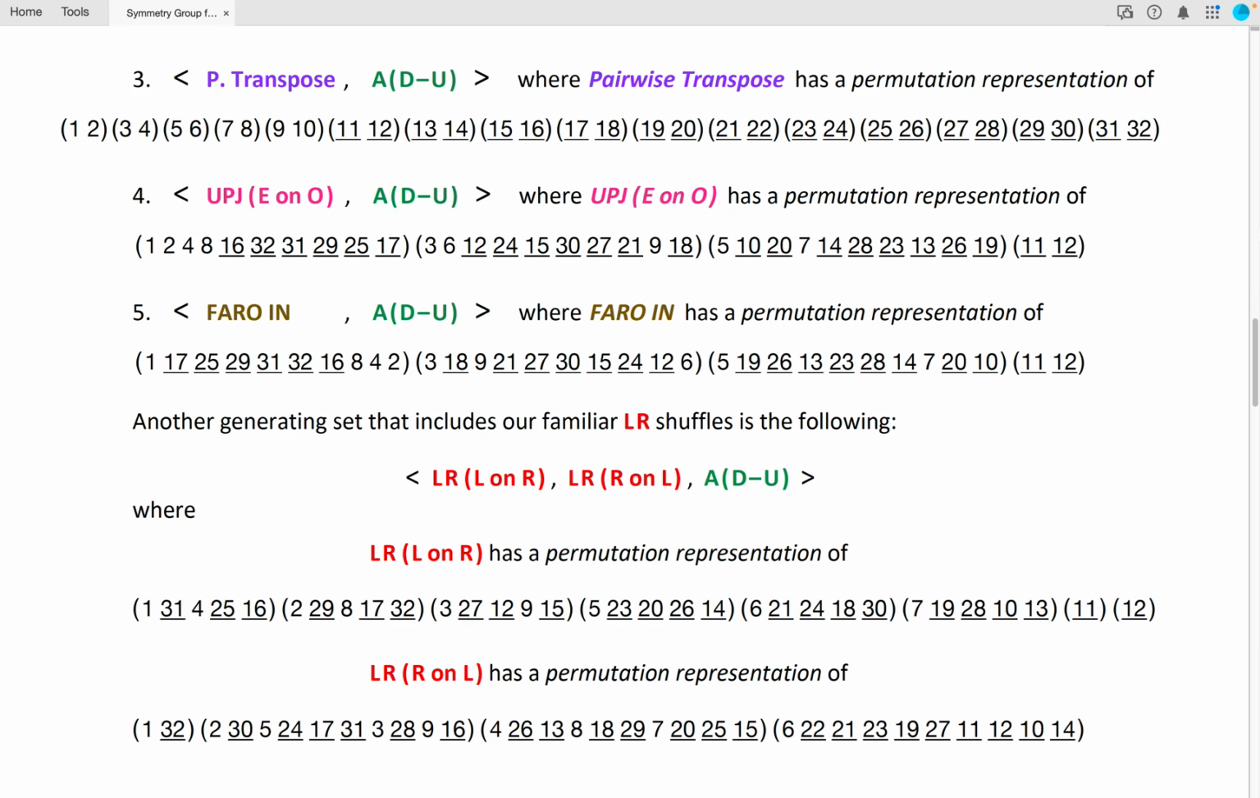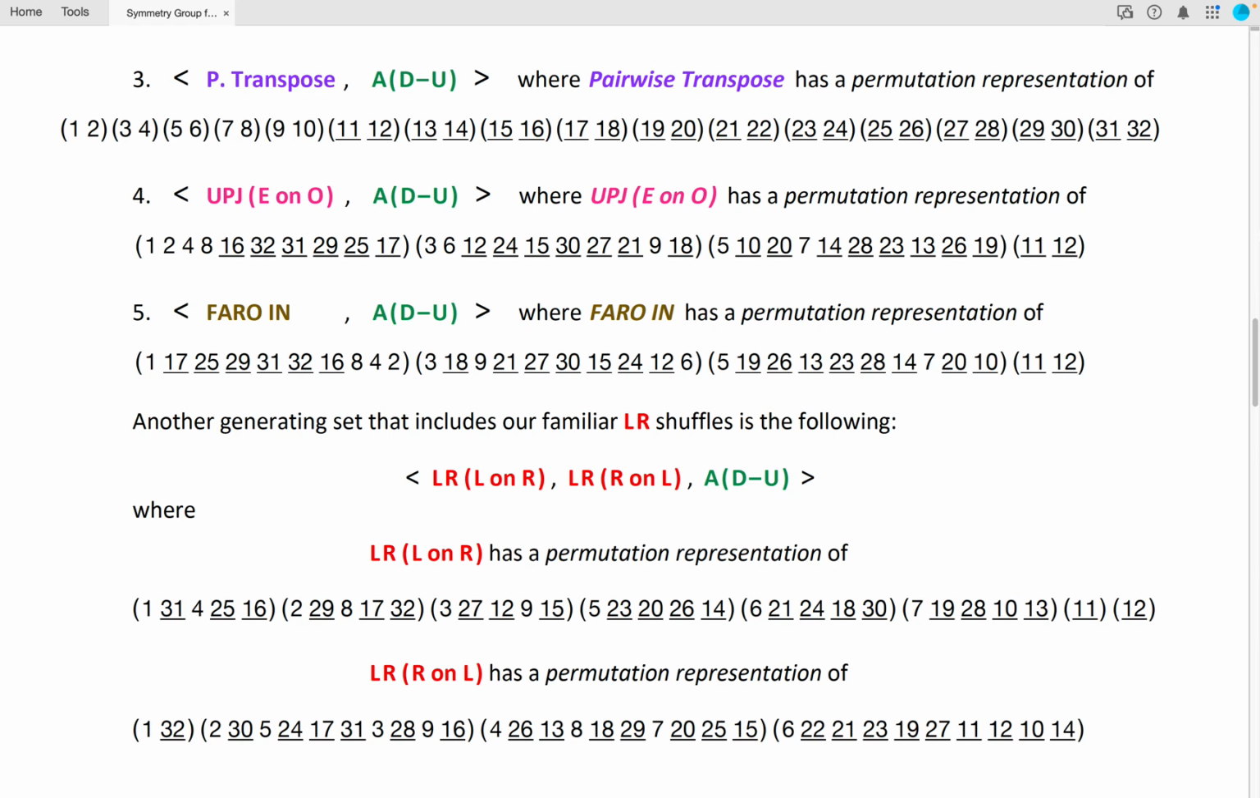Third, the pairwise transpose, together with the Australian down-under shuffle, where the pairwise transpose has the following permutation representation. Fourth, an even or odd up jog in which the even position cards are stacked on top of the odd position cards, together with the Australian down under shuffle, where the up jog has the following permutation representation.